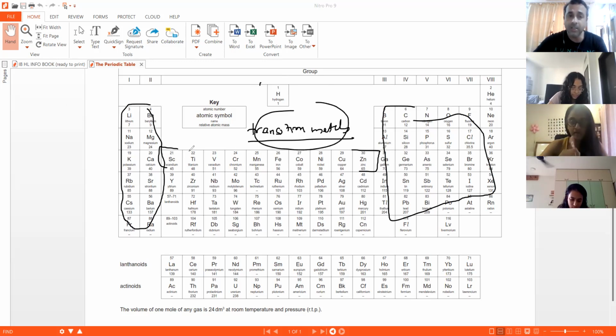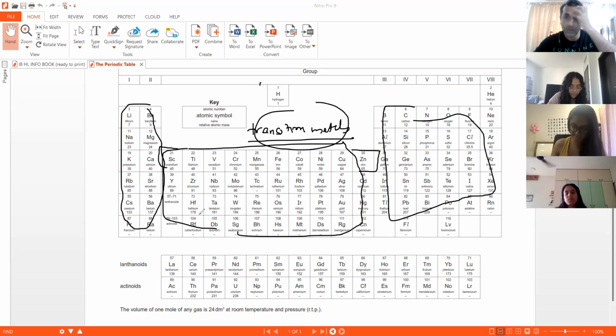Also, for transition metals, this D block element will show variable valency, like more than one oxidation state. They also form complex ions. Some of them show magnetic properties. Most of them are used as catalysts. So we'll be seeing the reasons for these properties.